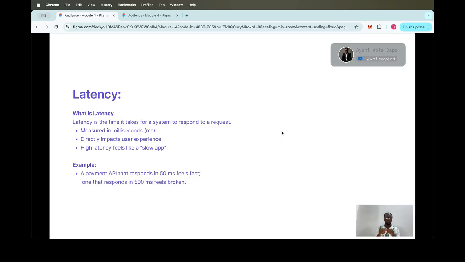Let's take for instance your payment API, which we mentioned earlier. If your payment API is expected to respond to customers in less than 100 milliseconds and is now responding in 500 milliseconds, that's a major problem. Beyond just the metrics, it also helps you, as a TPM, quickly identify bottlenecks in your system.